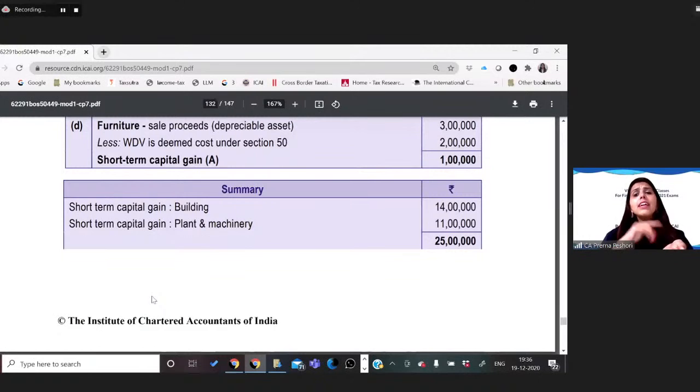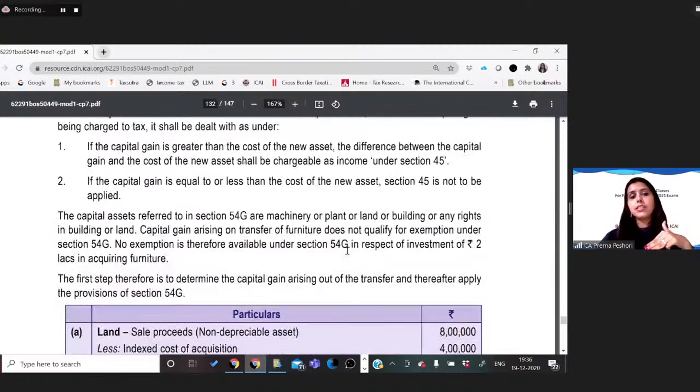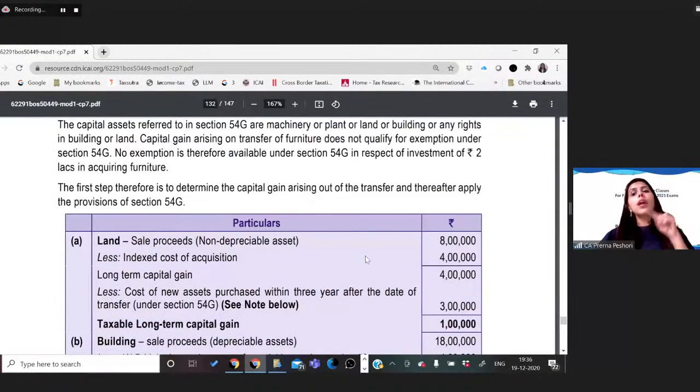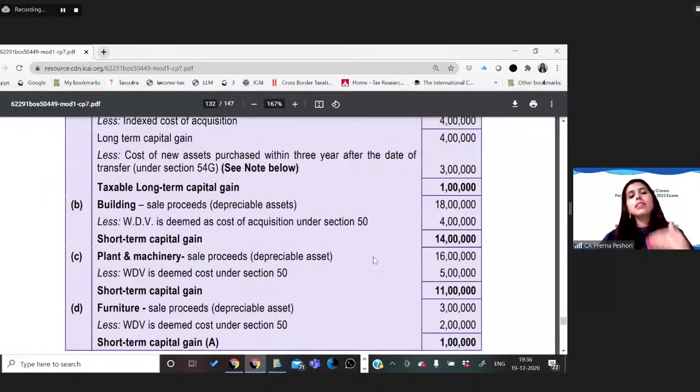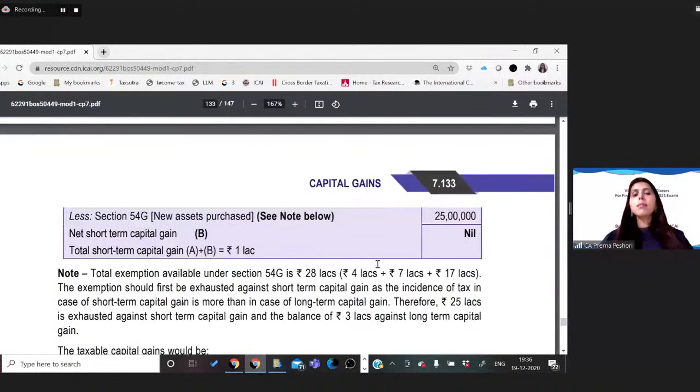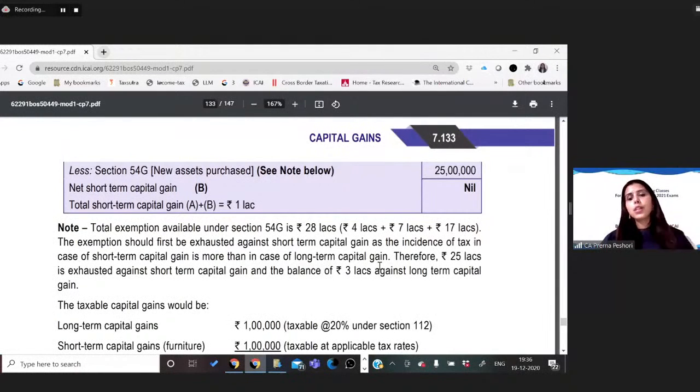So first 25 lakh is utilized towards purchase of building and plant and machinery, and the balance is utilized towards land. So the short-term capital gain on building and plant and machinery comes to 25 lakh. That will be considered as utilized first from the 28 lakhs which is invested, and the balance 3 lakh will be adjusted against sale of land. So 1 lakh will be taxable as long-term capital gain, and 1 lakh on sale of furniture will be taxable as short-term capital gain. Short-term capital gain is at normal rates of tax at the slab rate, and the long-term will be at the rate of 20%.